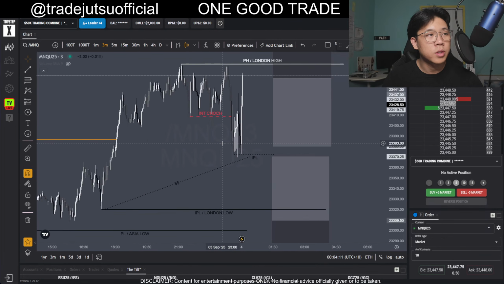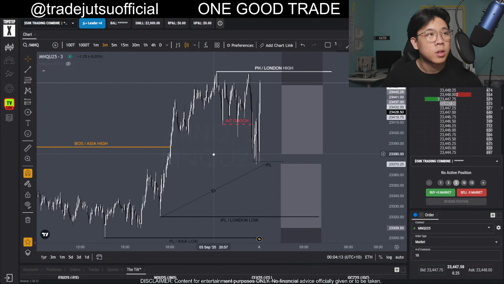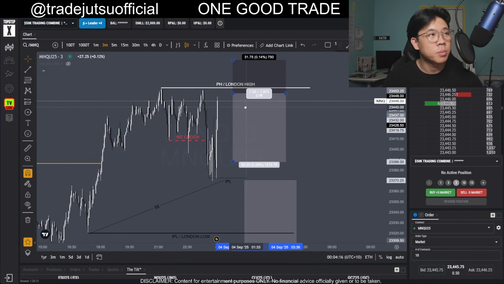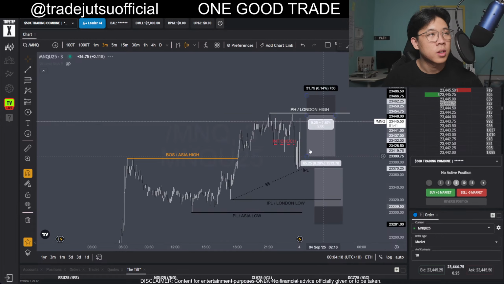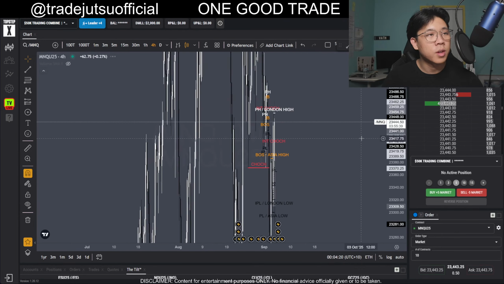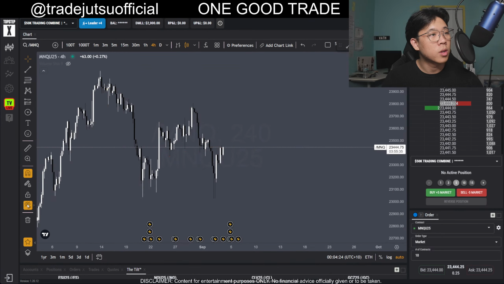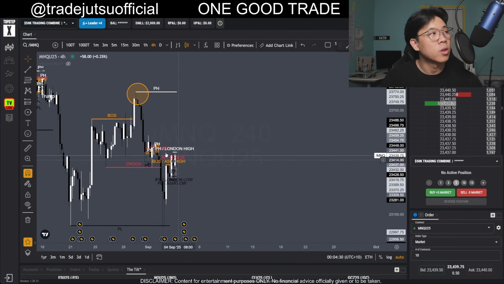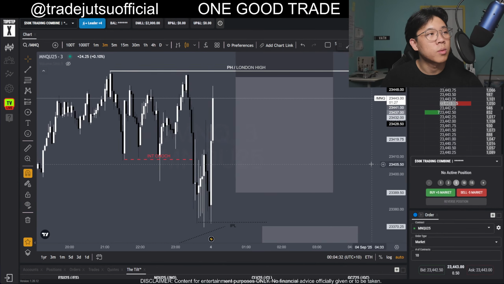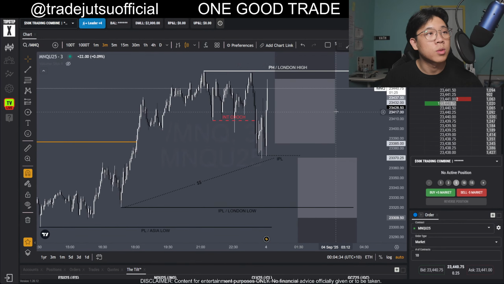There's an internal change of character. Let's see what happens if it respects this. Overall, though, the high time frame is bullish, so shorts are probably a low probability move. Shorts are probably a low probability trade. Let's just have a watch. Can we get a short here? I'm curious.